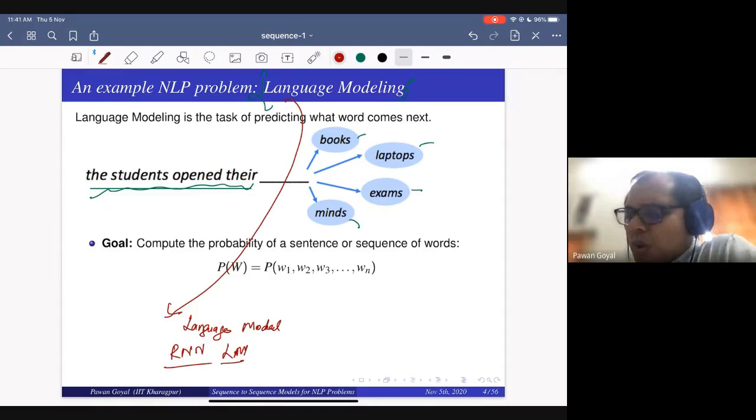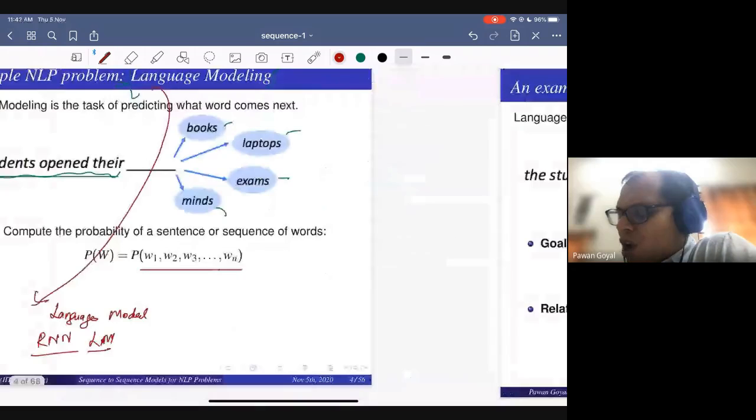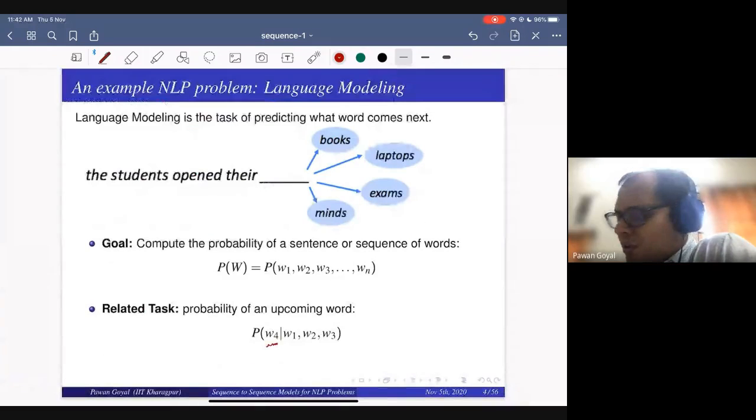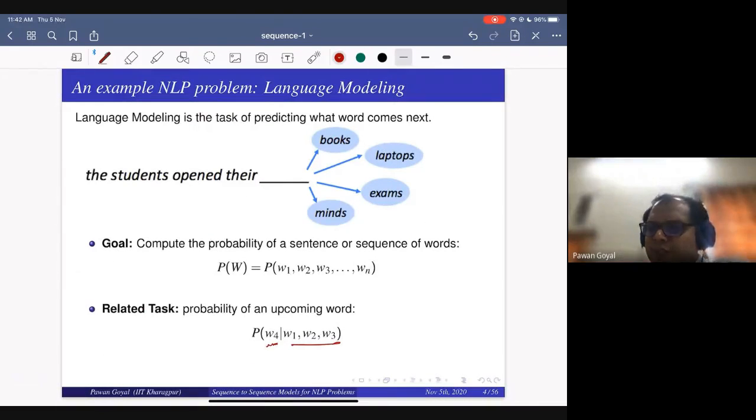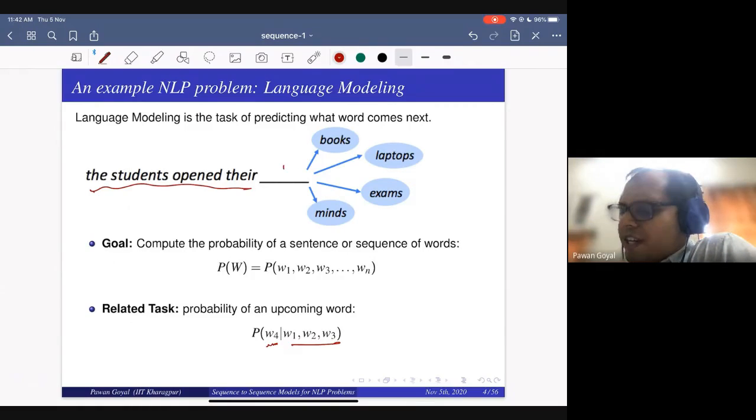So overall we want to predict the probability of a sequence of words. But that can be decomposed as finding the probability of a given word W4 given a sequence W1, W2, W3. This is what language modeling is. You are given some previous words and you predict what is the next word that would come here.